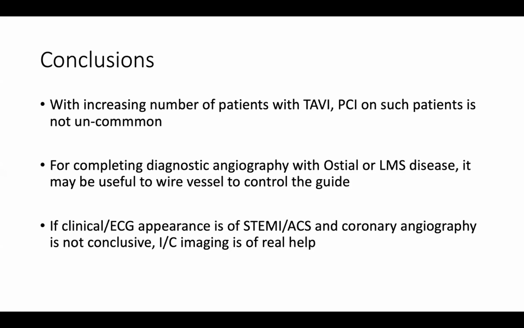For completing diagnostic angiography with ostial left main disease, it may be useful to wire the vessel so that we can control the guide, just like we did. Because as Dr. Khan mentioned, as the guide dived in, the pressure would drop, and having a wire inside the artery would allow that extra bit of control on the guide without it popping out completely. And if the clinical ECG appearance is of STEMI or ACS and coronary angiography is not conclusive, then any form of intracoronary imaging is of real help, including IVUS and OCT. And with that, I would thank everyone for bearing with me for my presentation.